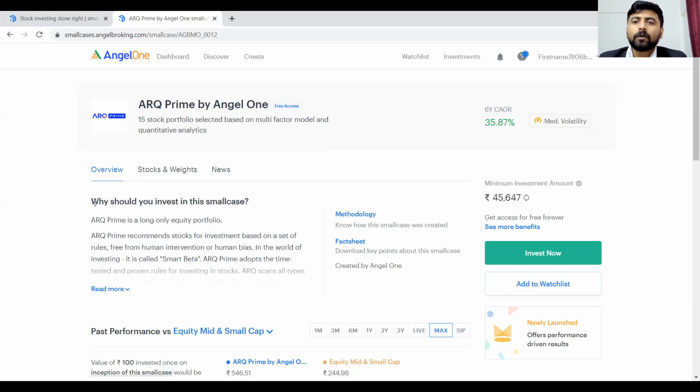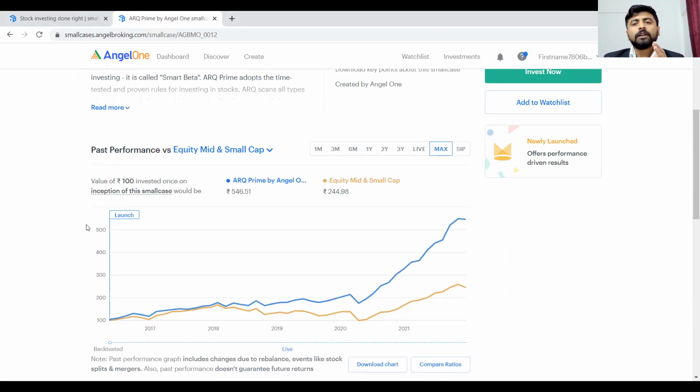So to explore how every small case is doing, what we have to do is simply scroll down. Every small case has a performance metric attached to it. So what do we mean by that? Let me explain. As you can see on the screen, you can see two graphs here. One is the blue graph, which is representing the small case in question. That is the ARQ prime portfolio. And the second line, that is the yellow graph, is representing the equity mid and small cap index. So the index comparison happens here directly.